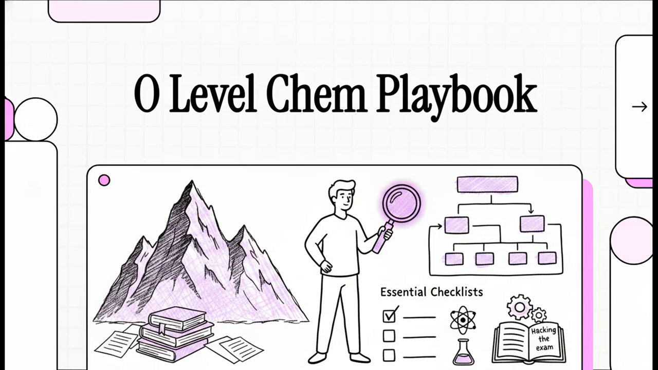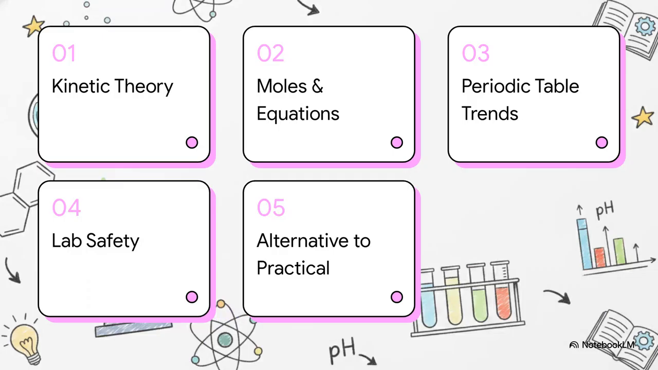If you're staring at a mountain of chemistry notes right now and feeling completely overwhelmed, take a deep breath. You've got this. Consider this your exclusive one-on-one tutoring session. Today, we're going to absolutely demystify the Cambridge O-level chemistry syllabus and hack this exam together. We're looking at the exact frameworks, the hidden patterns, and the essential checklists you need to turn all that confusion into total confidence.